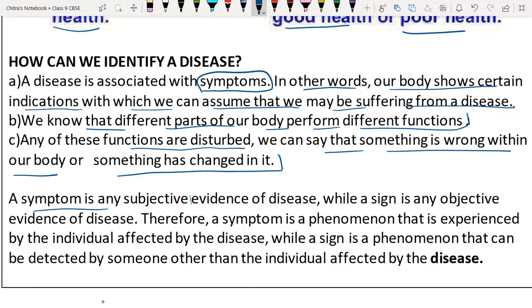So a symptom is any subjective evidence of the presence of disease, while a sign is an objective evidence of the disease.